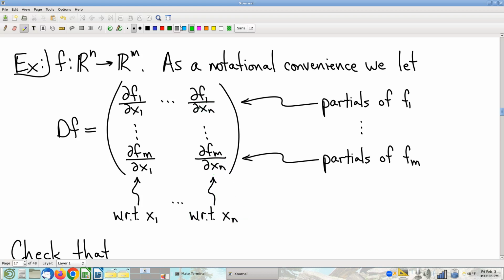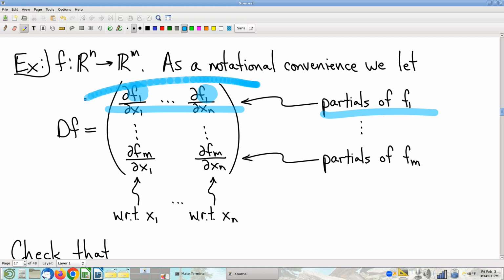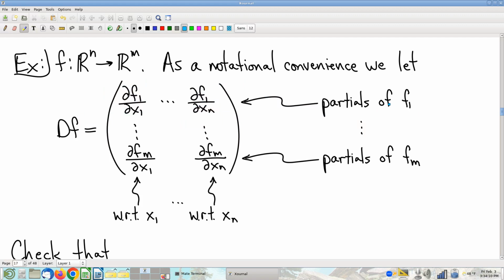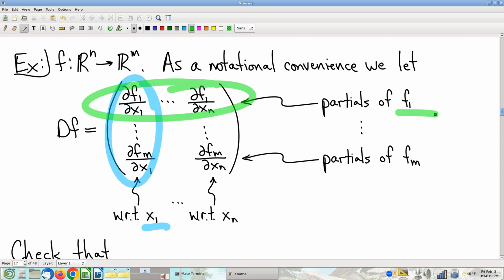Now, furthermore, notice that the rows also have a common feature. All of the elements in any given row are partial derivatives of the same output coordinate. So in the top row, those are all partials of f1. One could reasonably call this row the f1 row, and then likewise on down the line. So one way to remember this, this is just the way I think about it: columns correspond to input variables. Rows correspond to output variables.